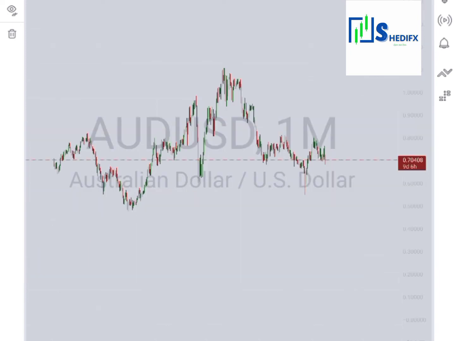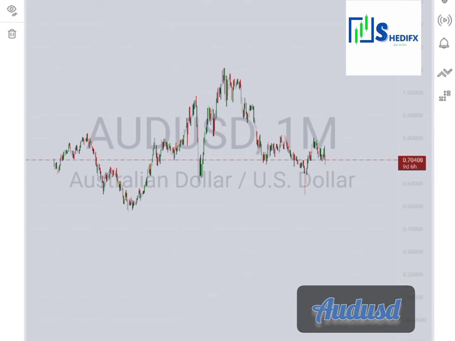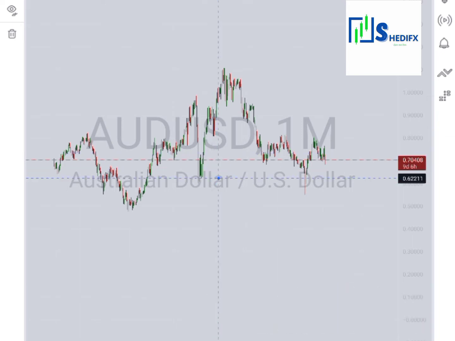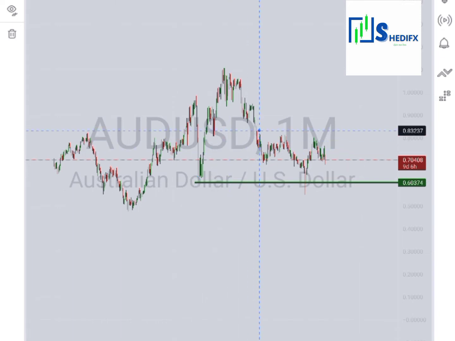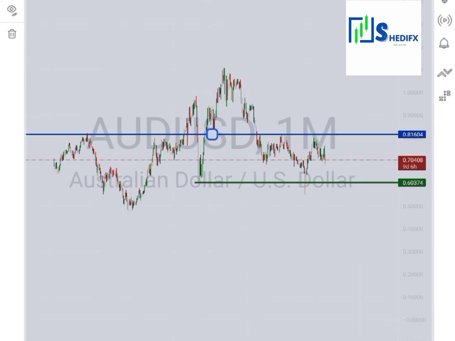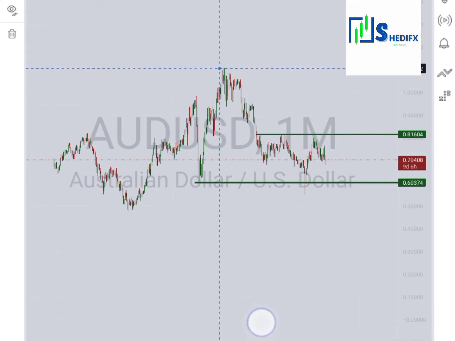Okay guys, so we'll be looking at the AUDUSD. So these are monthly time frames, so I just have to bring out my areas in the market. So I'm going to change that to green. I was actually looking out for a horizontal ray, not a horizontal line. Okay, so I guess this should be what we are looking at for now.